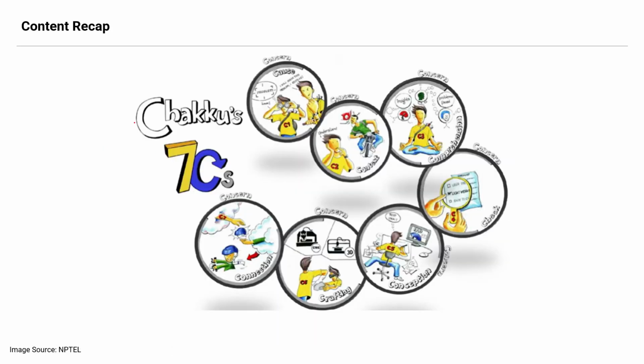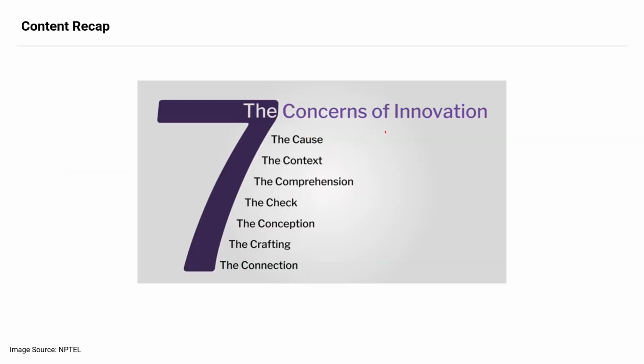Okay, we discussed the Chakku 7C. The 7Cs are basically the seven concerns. It could be termed as a process of innovation, and how you proceed, how you start, and how you end a particular product, and which product you call innovation. So all that clarity was given in the course. These are the seven C's. Like I mentioned, it starts with a cause and it ends with a connection, and all the C's are very, very critical and important. You have to go through all these stages, and you have to pass through the pitfalls or the valley of death as well, in order to reach this stage of innovation.